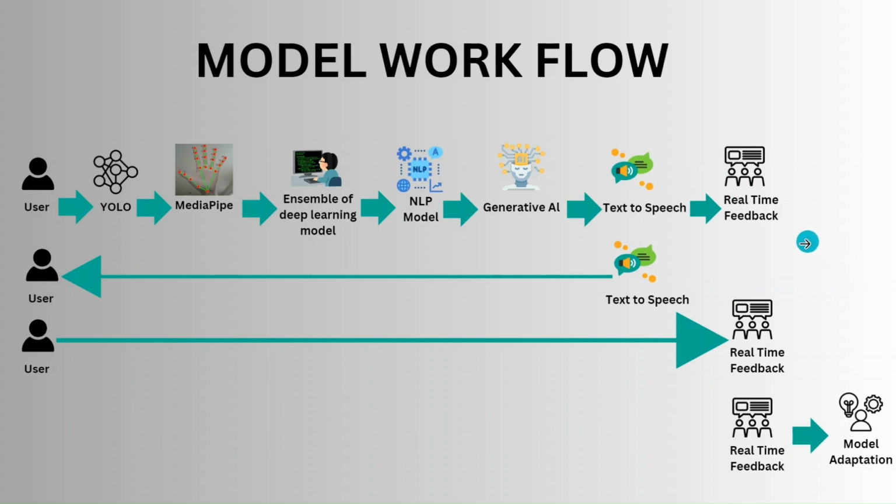Now, the seventh step is a real-time feedback loop for user adaptation. Our system also includes a feedback loop that continuously adapts to user input, enhancing the model's accuracy over time. User feedback helps fine-tune the system, ensuring that it remains responsive to new gestures and sign language variants.